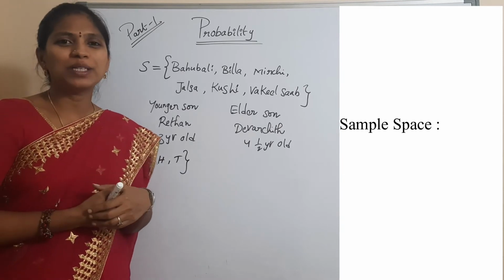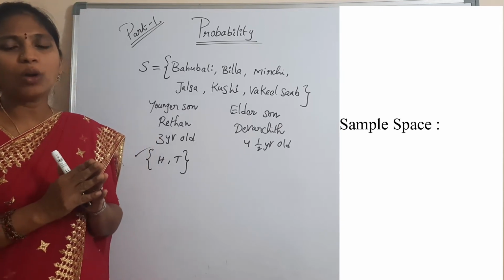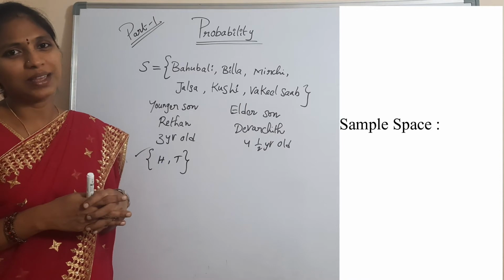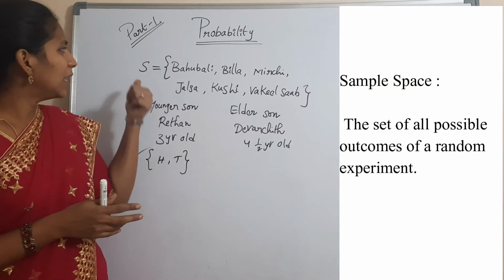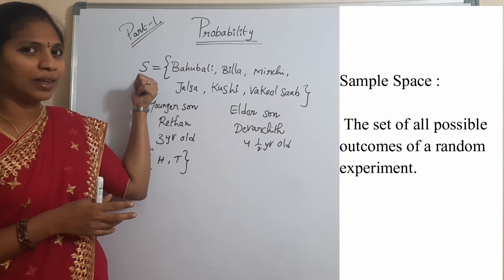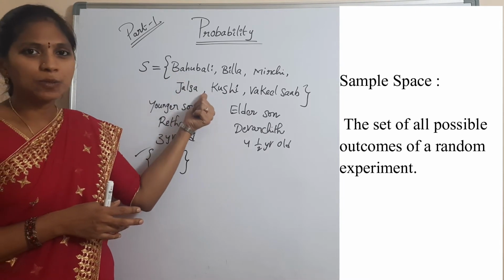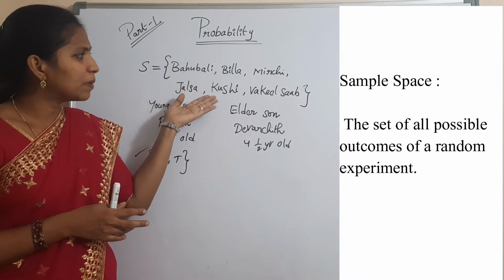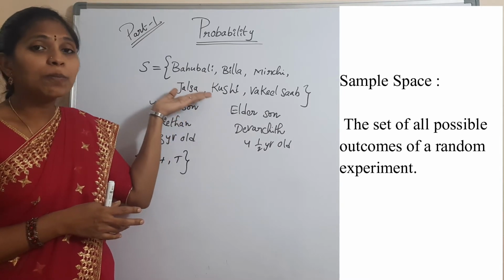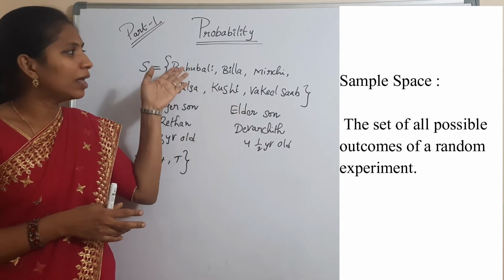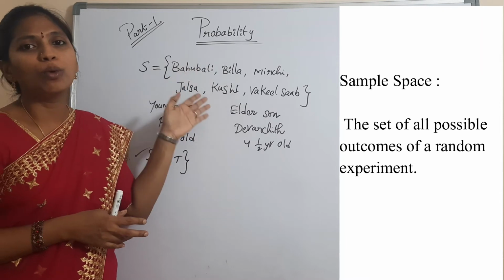Next one is a sample space. The set of all possible outcomes is nothing but a sample space. See here, S. The name of this folder is S. This is a sample space. In this sample space, there are 6 possible outcomes. There are 6 names of movies.